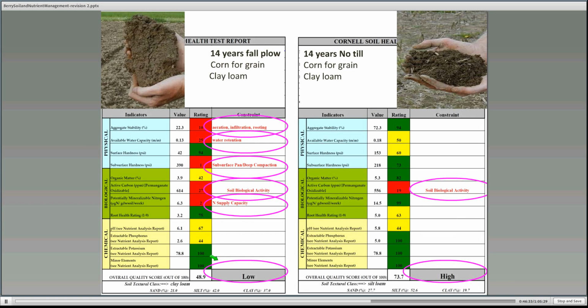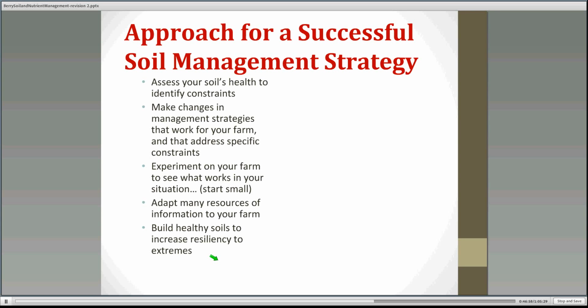Whereas on the right, the same kind of situation, but they've done no-till, you can see that the aggregate stability, the subsurface hardness, the organic matter, and the potentially mineralizable nitrogen, things that were in the red areas, are now green, giving it a much higher rating, so the soil health is deemed better. And we are lucky, a lot of times we have a no-till situation just because berry crops are primarily no-till.